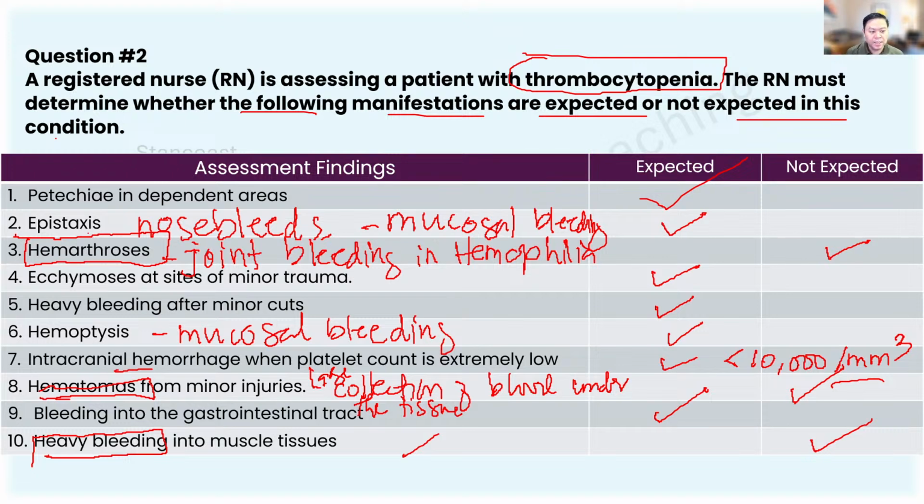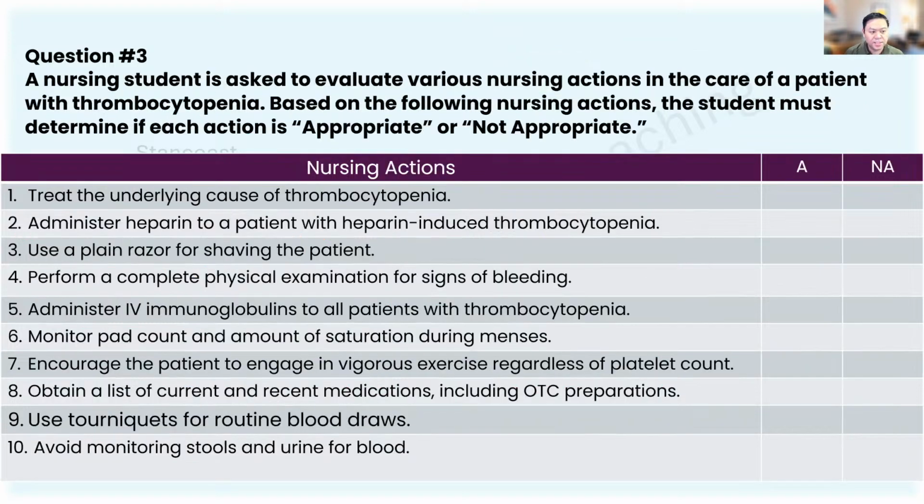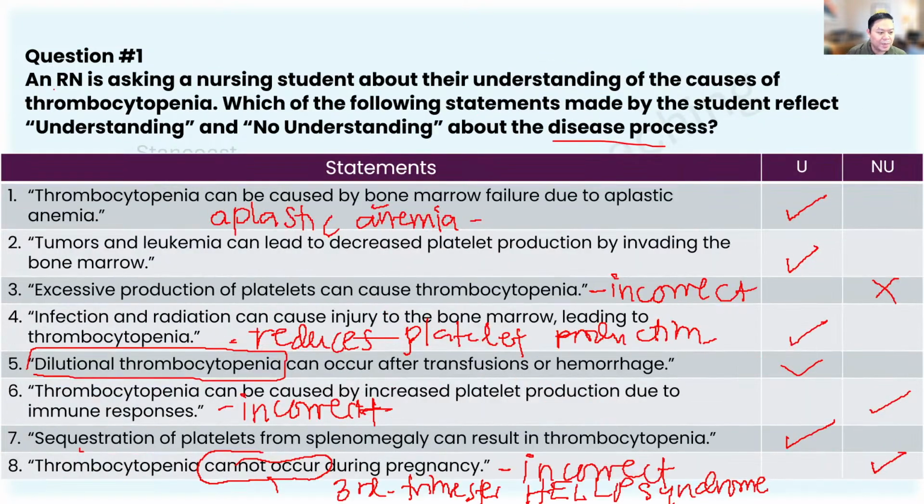Okay, now, all righty, let's take a look at the next question. Another question. A nursing student is asked to evaluate various nursing actions in the care of a patient with thrombocytopenia. Based on the following nursing actions, the student must determine. Hey, let me go back to that question. I remember Adiola's question. Where was that question?